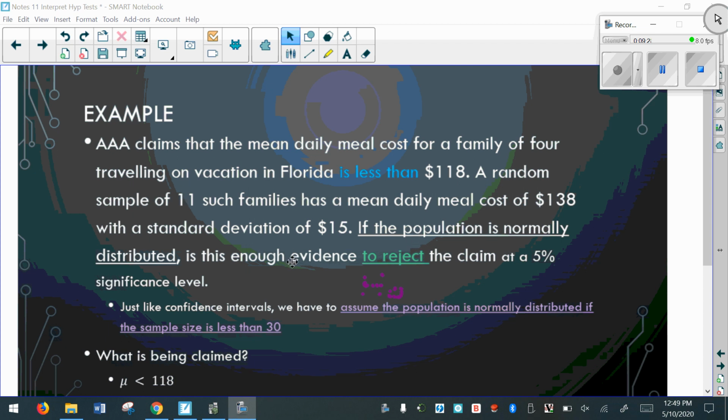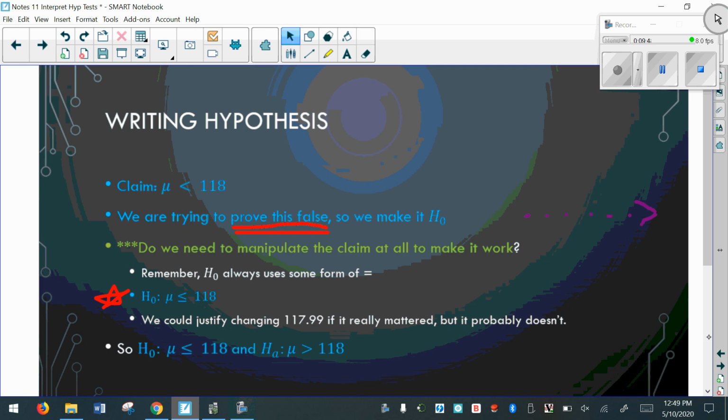Now, what's very important here to read is in the end, we want to know, is there enough evidence to reject the claim at a 5% significance level? Now remember, if you're dealing with rejection, you're talking about an H sub O. So does this represent our H sub O if it says is less than? No. So this is where we have to make sure we're very careful in understanding how to use the chart and read what the question is asking you in the end. So the claim originally that they gave you was mu was smaller than 118, but we are trying to prove this false. We're trying to question this. So we really need to make this the H sub O. If we are rejecting, we need to make this our H sub O.